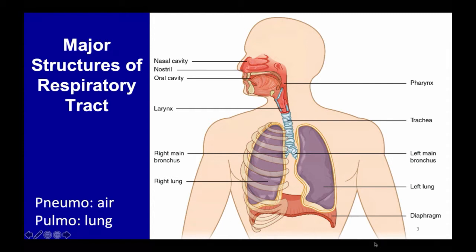And then, in terms of little bits of vocabulary that can help with decoding words: pneumo refers to air and pulmo refers to the lungs. So a pulmonologist studies lungs. Pneumonia is called that because it is associated with our airways and our respiratory tract.